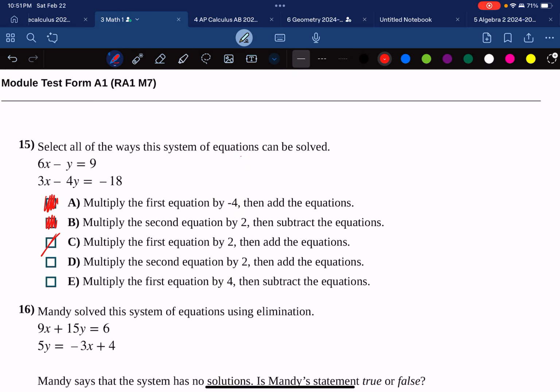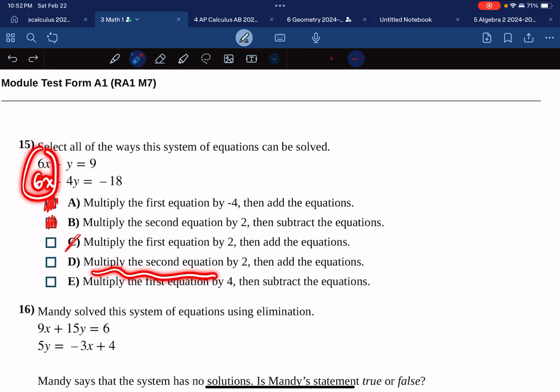That's not an option. Multiply the second equation by 2. Okay, so that's going to be a 6x here, and then it should say subtract since they're the same. Multiply by 2 and then subtract. Okay, add. Okay, that's not going to work. 6x plus 6x is going to be 12x.